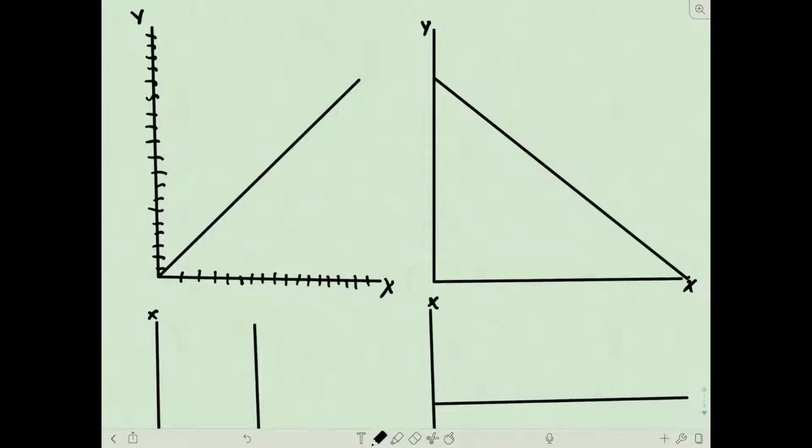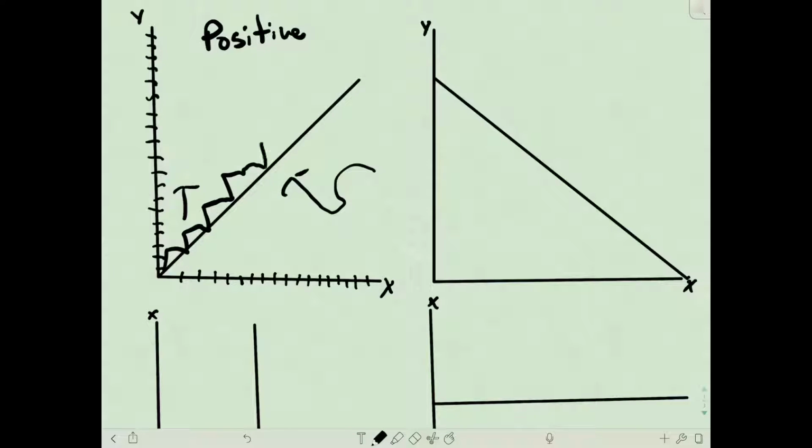So, look at a line like this, right here. This is going to be positive. And how do we know that it's positive? Well, we read from left to right. If we're going from left to right, it's going upwards. We could maybe draw stairs on here that we walk up. So left to right, it goes up. That's positive slope.